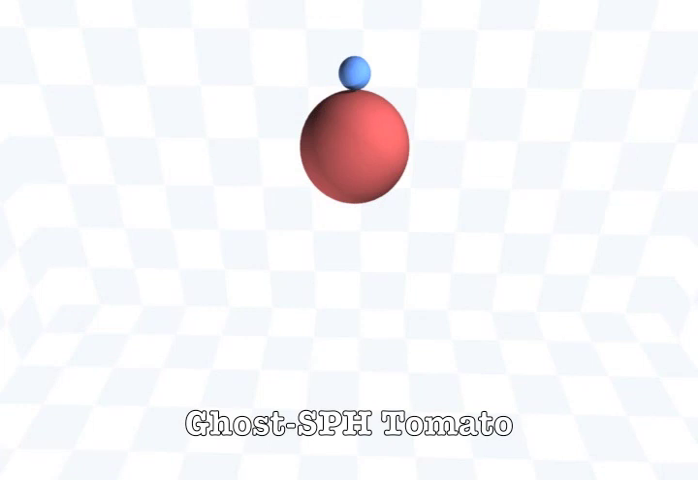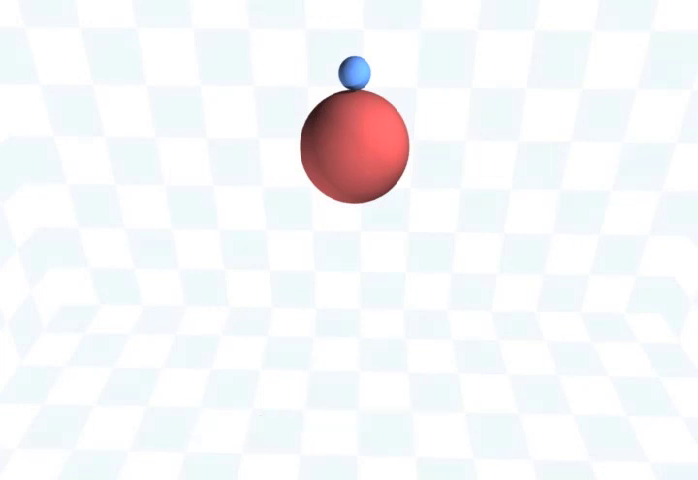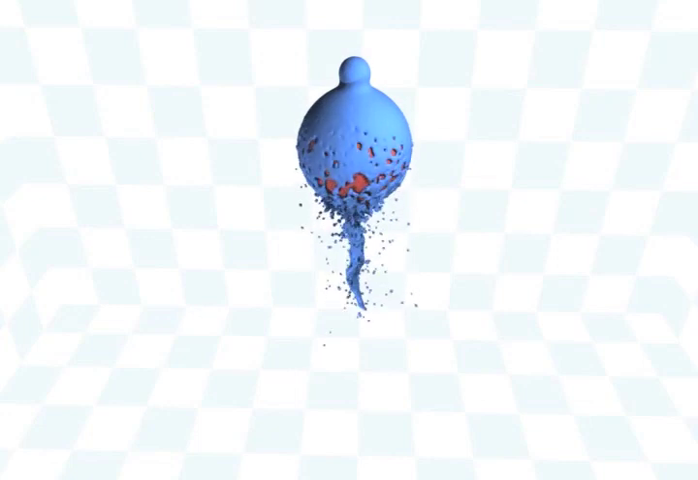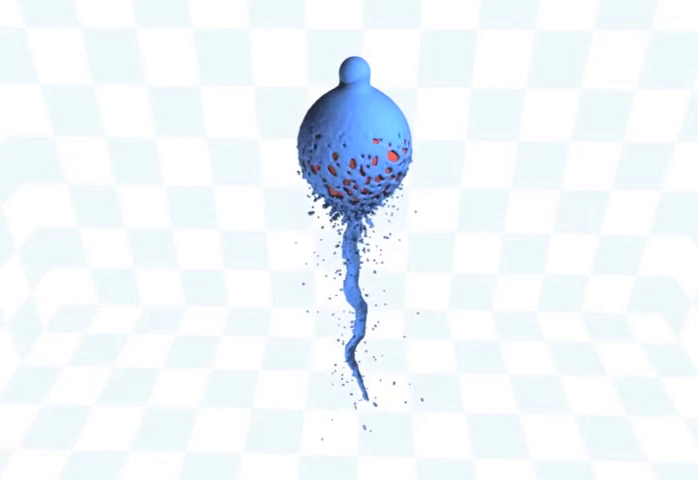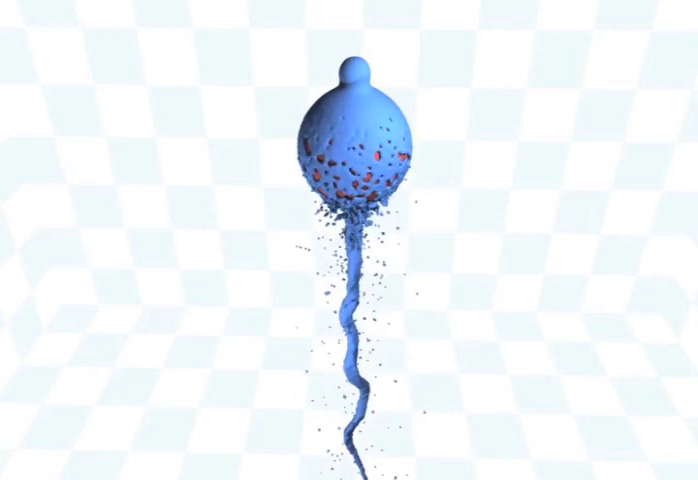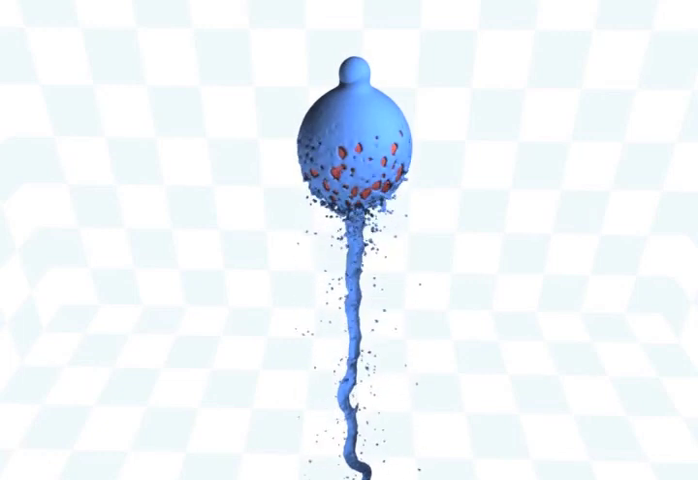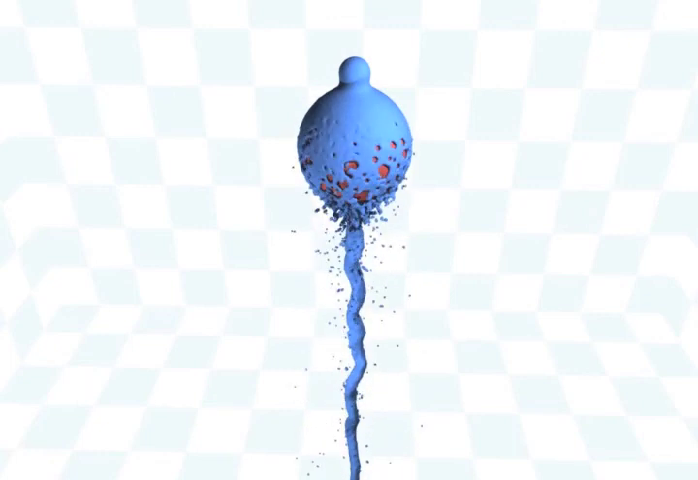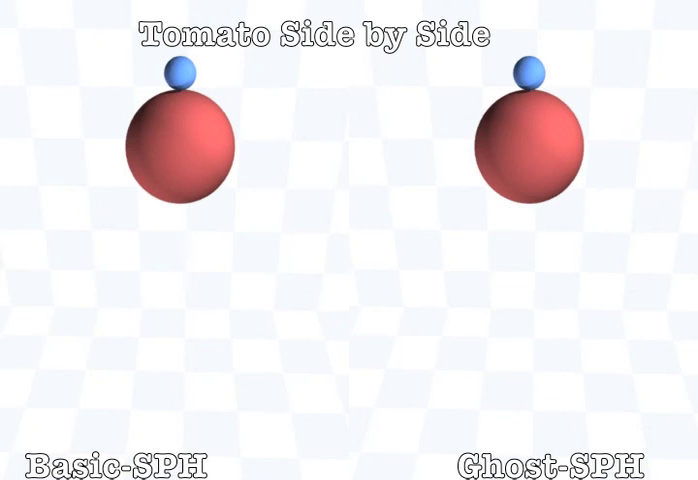In ghost SPH, we carefully set ghost velocities and densities on the solid particles to correctly capture the no-stick boundary condition, which produces the cohesion seen in the real world. Normal velocities are taken from the solid, while tangential velocities and density are extrapolated from the liquid. The ghost air particles also cure the false surface tension artifacts seen with basic SPH.